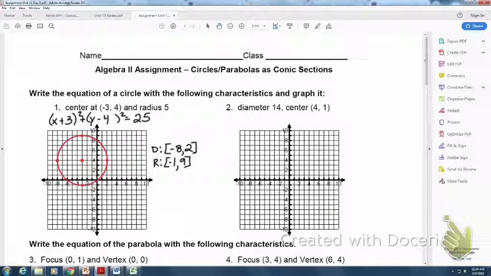Going to the second one. If my diameter is 14, what is the radius? 7.